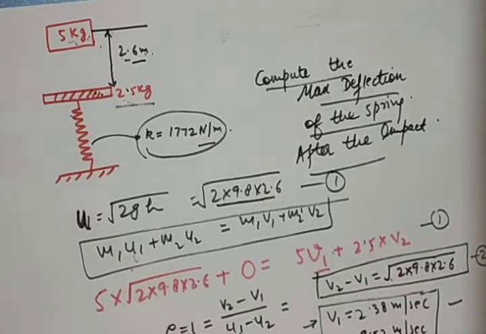The velocity of the 2.5 kg body changes from 0 to 9.5 meter per second. There will be some gain in kinetic energy, and this gain in kinetic energy is stored in the spring. I hope you got my point.